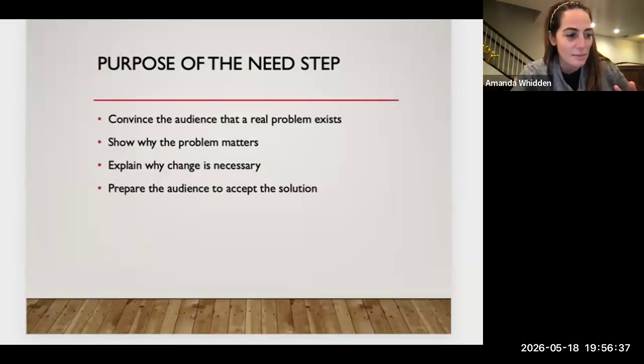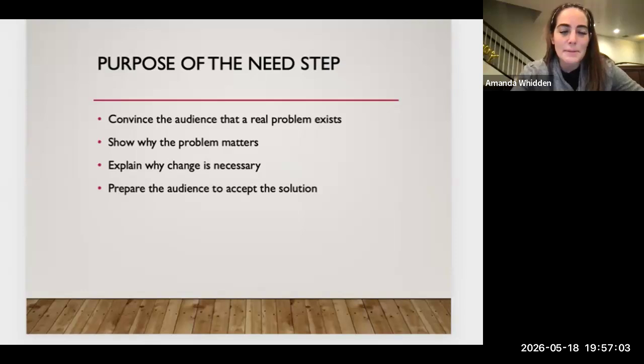I've said this many times before, but the first step in a persuasive speech or policy where you're trying to urge the audience to do something is to convince them that something is wrong. Nobody is going to get up and do something unless they realize, oh gosh, this problem is serious, this exists, I need to do something about that. So this purpose is to convince the audience that a real problem does exist.